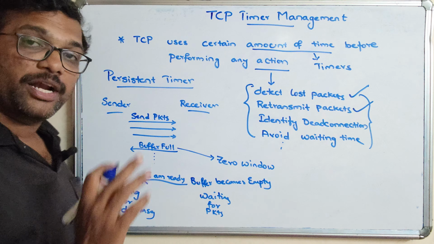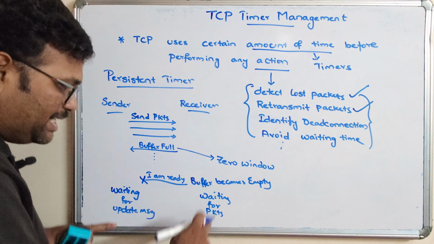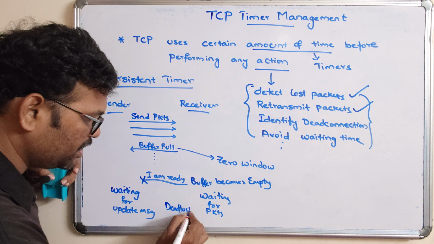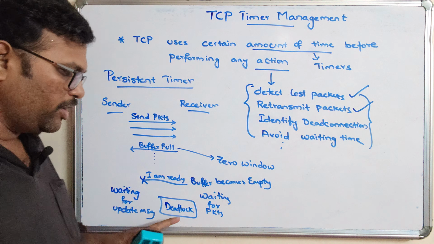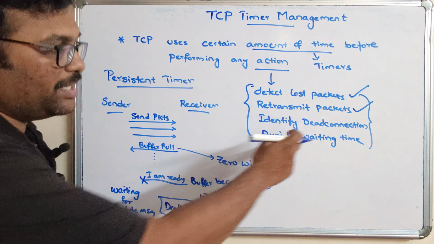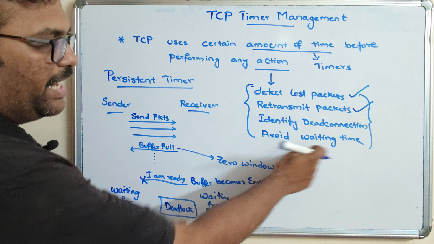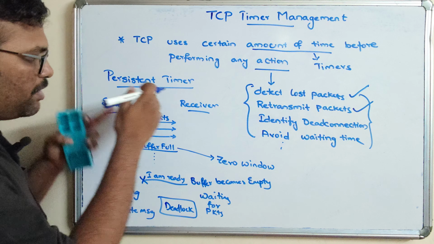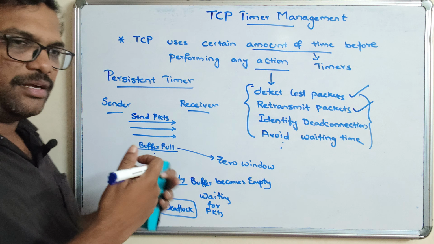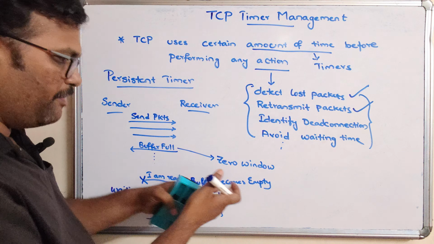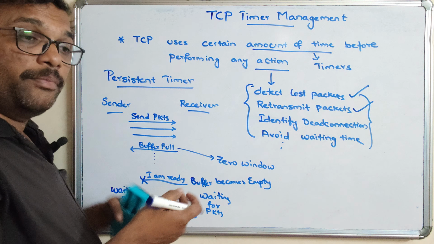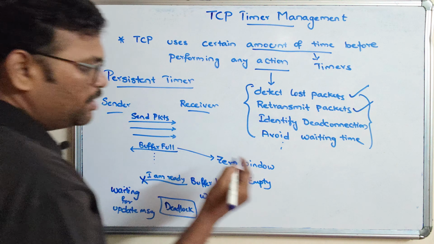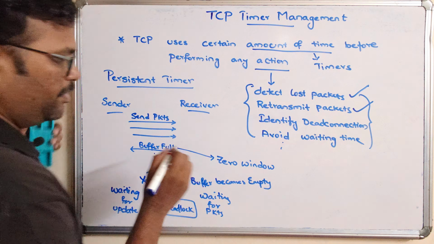So the update message was already lost as a packet, right? So this is called a deadlock situation. In order to avoid this deadlock, that waiting time, the persistent timer will be used. Whenever the sender starts sending packets and the buffer becomes full, this timer will be started, and after this time the sender will be sending.